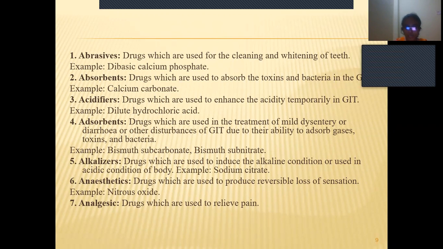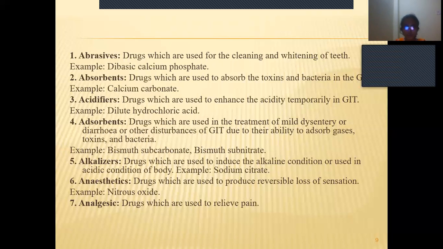Next one is acidifiers. These drugs are used to enhance the acidity temporarily in the gastrointestinal tract. Generally in our stomach, hydrochloric acid is released. The hydrochloric acid is used for the digestion of food. If hydrochloric acid does not secrete properly, there won't be proper digestion of the food. For those cases, these acidifiers are used for the proper digestion of food. Example is dilute hydrochloric acid.